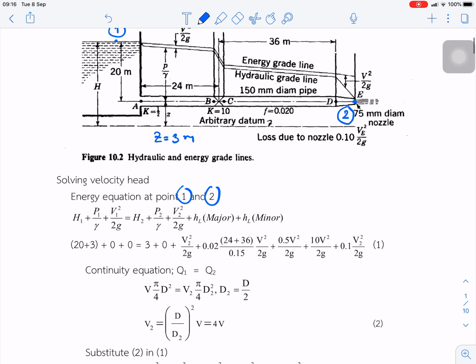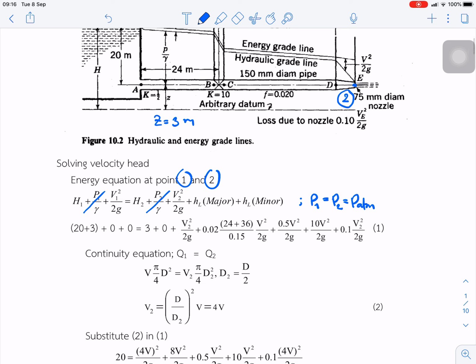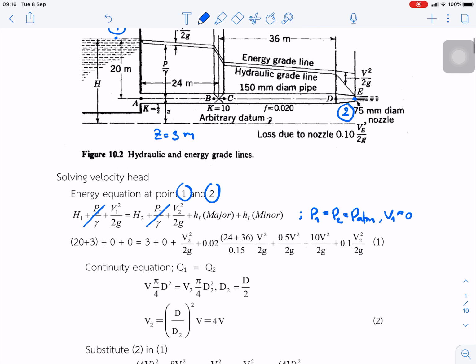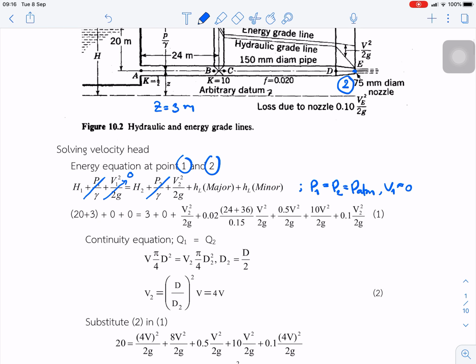So we start to write the equation of the pressure at point 1 and point 2. P1 is equal to P2 because both are equal to P atm, atmospheric pressure, so we can cancel the pressure. Next, V1 is very small. Assume that it's a big tank, velocity is very small, so V1 is cancelled. Once we input the numbers, we get equation 1.